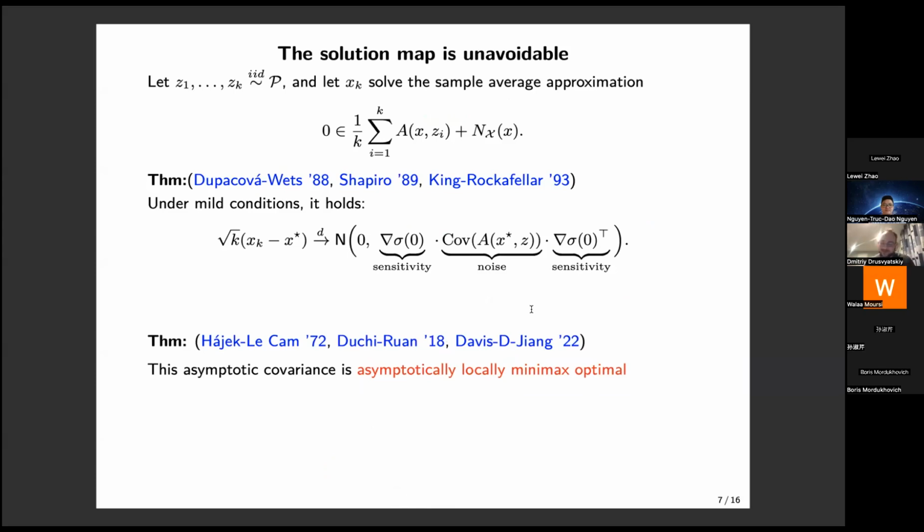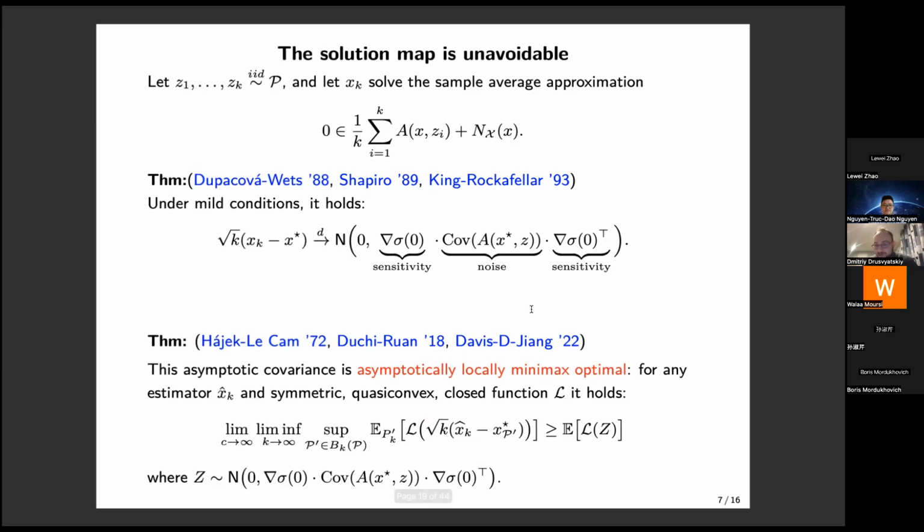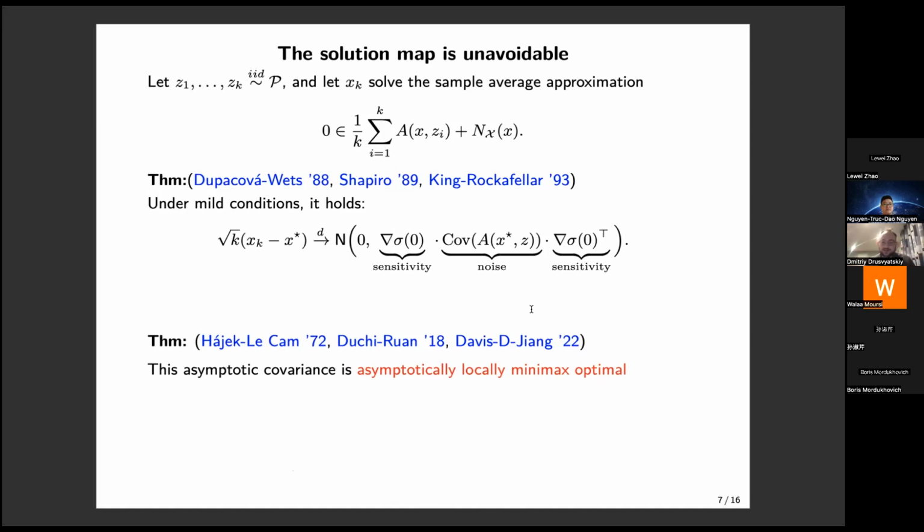What can you do better, asymptotically, than sample average approximation? And in fact, this is true. There's a formal way to state this. Don't worry so much about the details, but there is a notion of local minimax optimality that's due to Hájek and Le Cam. And so in a very precise sense, this asymptotic covariance is best possible for any estimator.